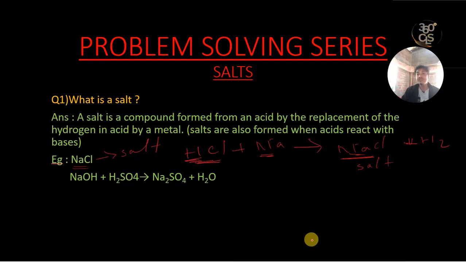Salts are also formed when acids react with bases, which we have already learned in our previous lecture of this problem solving series. So for example, NaOH plus H2SO4. NaOH is a base and H2SO4 is an acid. These two react and give us sodium sulfate, that is salt. So this is all about salts.